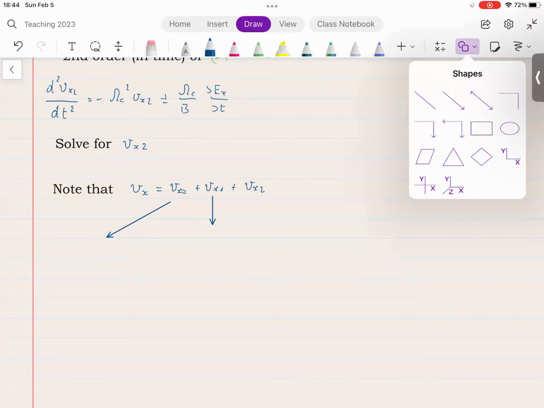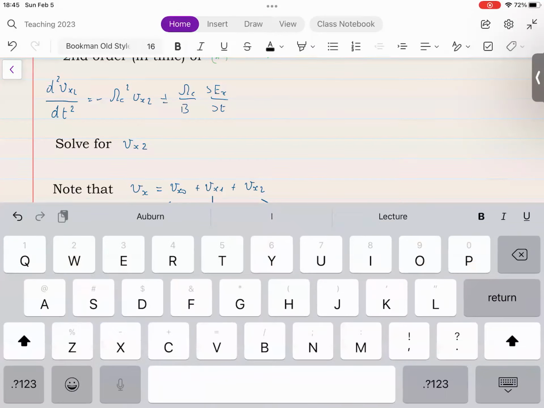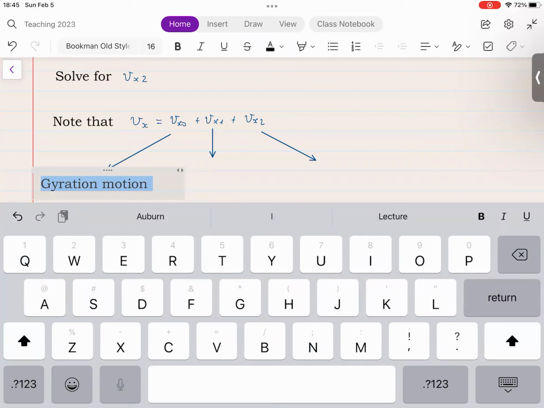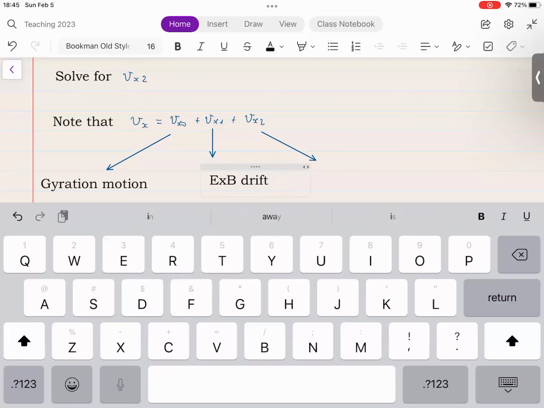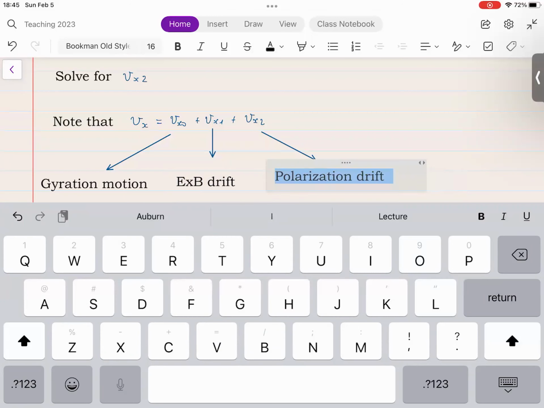Let me see how I do if I do it blindly. Okay, what are these pieces? First one, or the 0th order, is the gyration motion. The first order is the E cross B drift. The second order is going to be what we're trying to calculate, the polarization drift. It's a new piece.